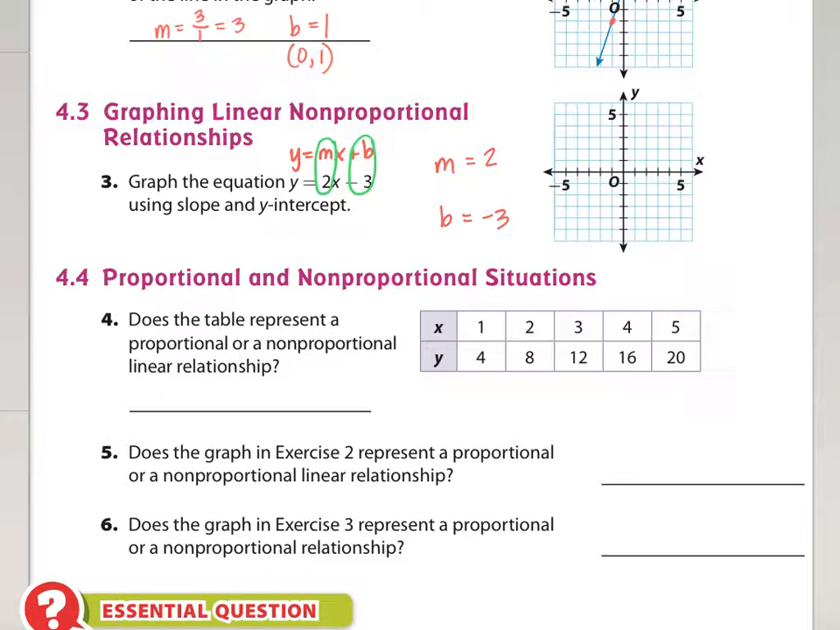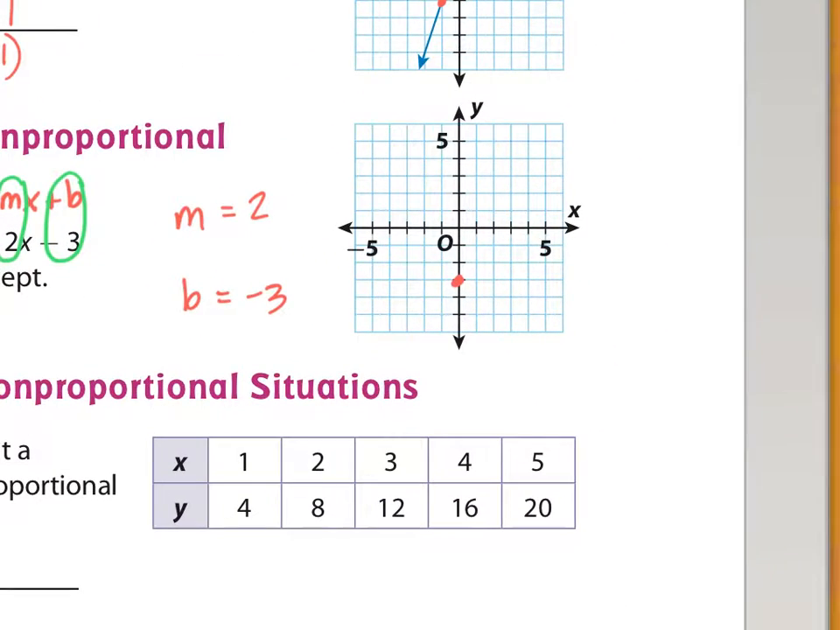So I start at negative 3. There it is. Let me zoom in a little bit. Negative 3. And my slope is rise 2 and run 1. So you see here on the left side, I actually changed my 2 to a fraction. I'm going to rise 2 and run 1. And there's my second point. So I can now connect these points to make my line, and I'm done.